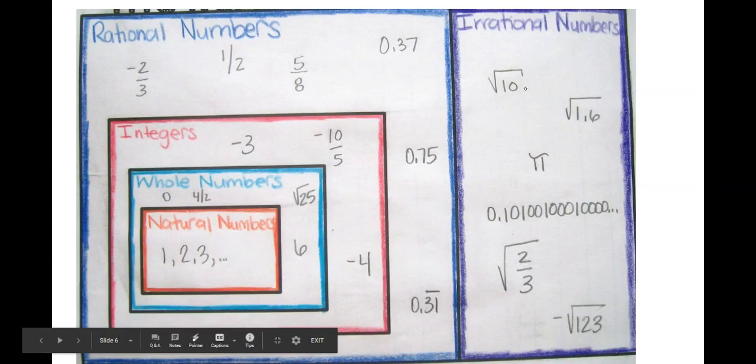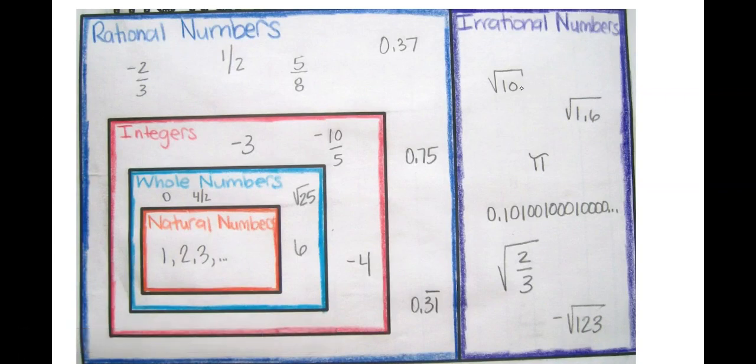Looking over to the right side, my irrational numbers, we see that we have the square root of 10. If I plug that in my calculator, it goes on forever. No pattern whatsoever. The shortcut: 10 is not a perfect square. Since 10 is not a perfect square, then this is not rational. So therefore, it is irrational.